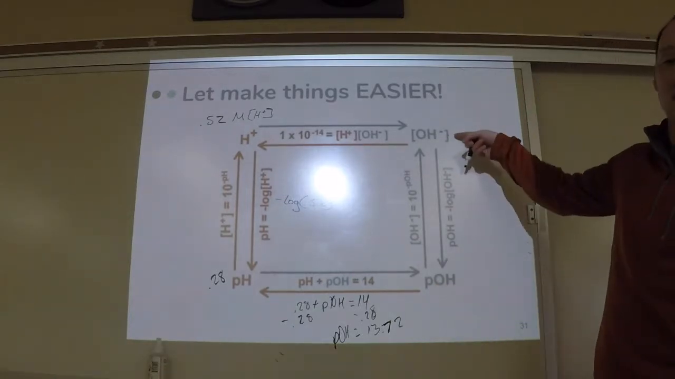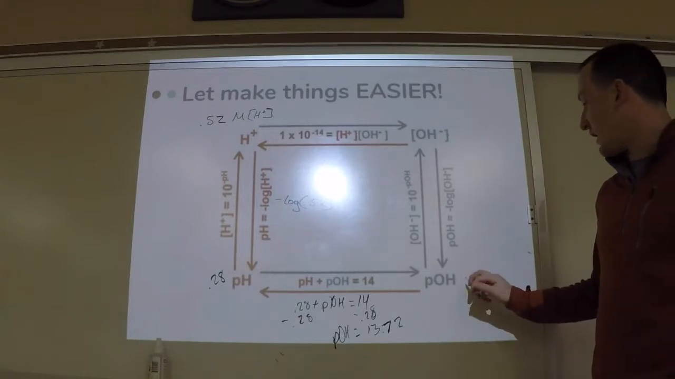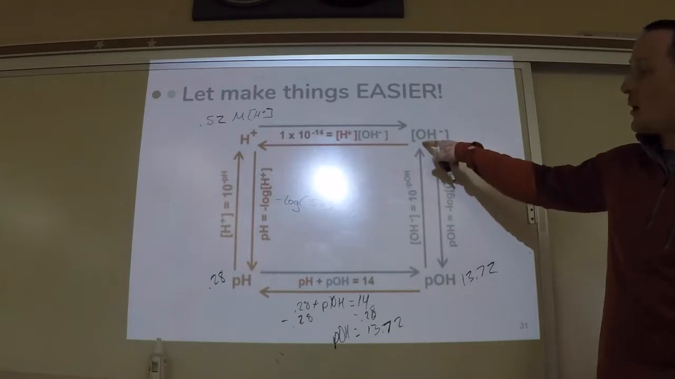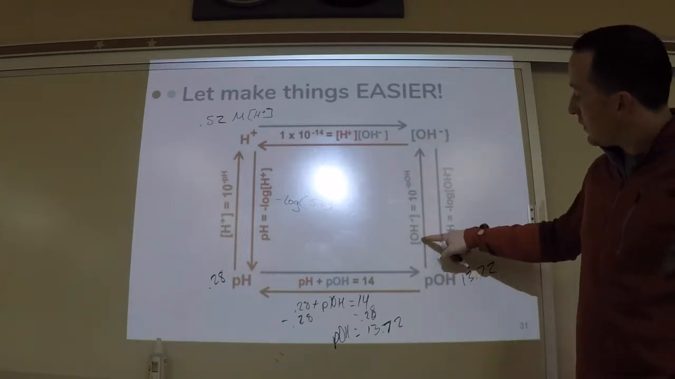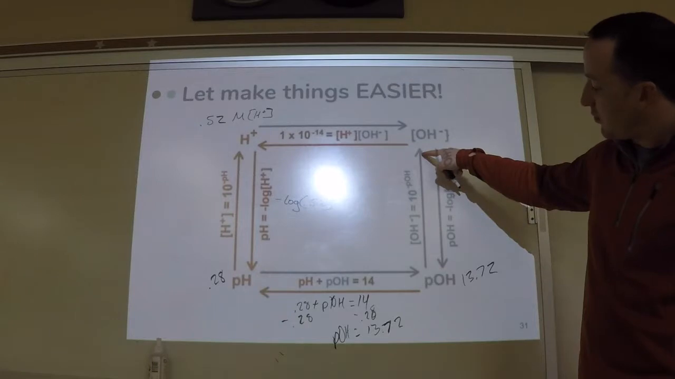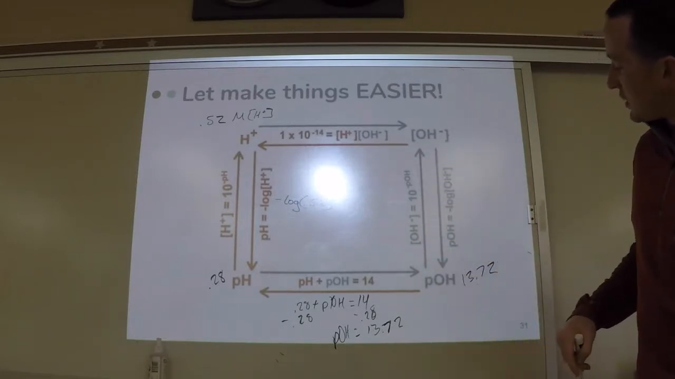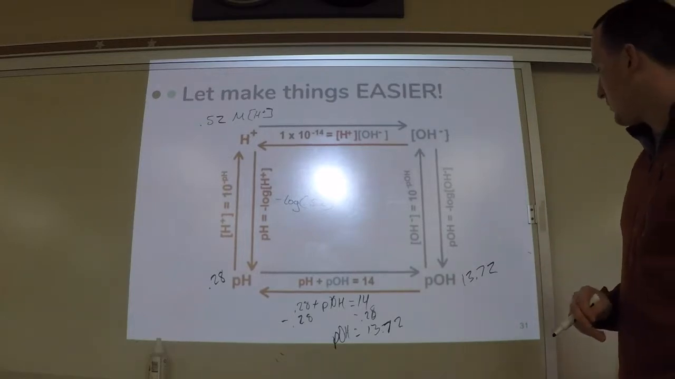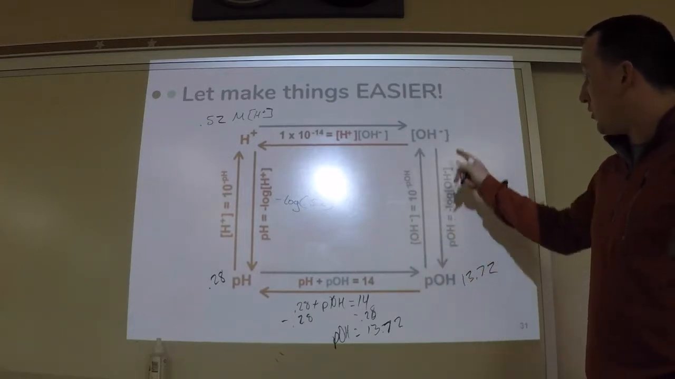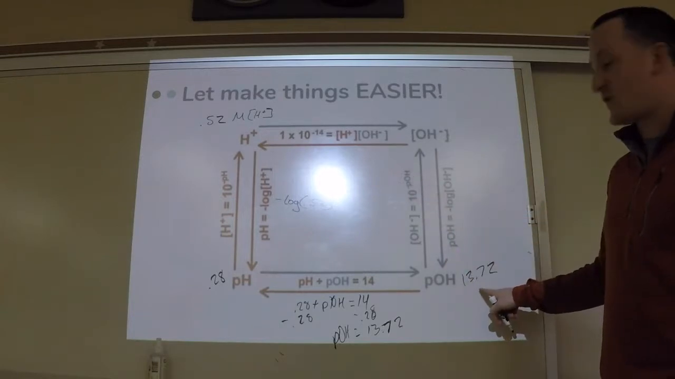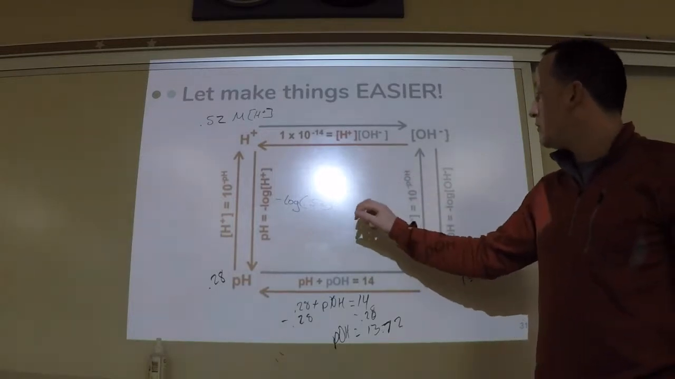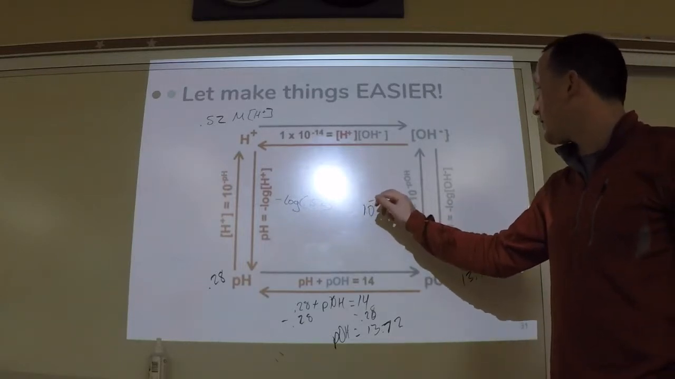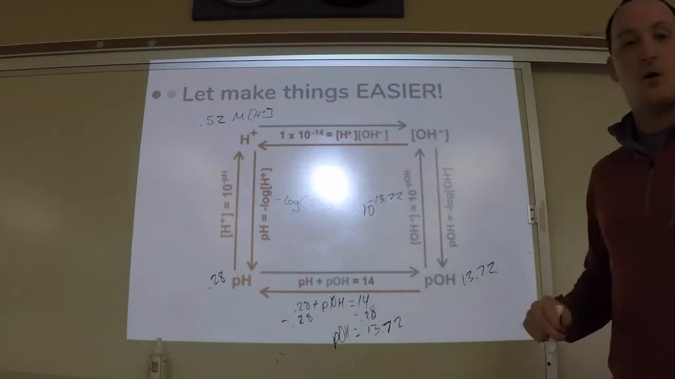Then if I wanted to find my OH minus concentration, well, I know this answer now. It's 13.72. So if I wanted to go from pOH up to OH minus, then I would use this equation right here because it's on that arrow. It says the OH minus concentration is equal to 10 to the negative pOH. Well, I know my pOH. I just found it to be 13.72. So I would do 10 to the negative 13.72. That's going to give me my OH minus.